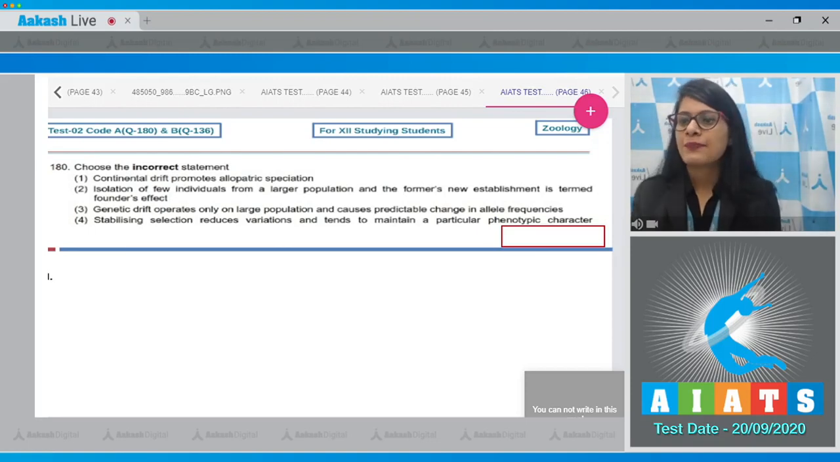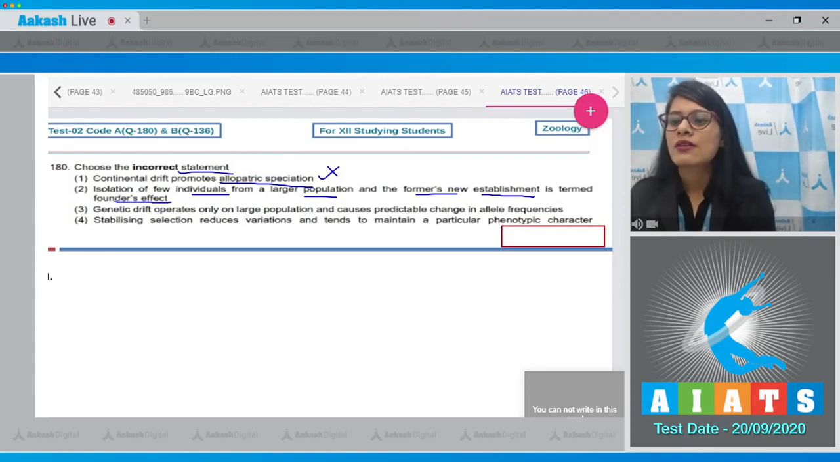Question number 180. Choose the incorrect statement. The very first statement says, continental drift promotes allopatric speciation. And as it is a correct statement, this cannot be a correct answer to our question. The next statement given is statement 2. Isolation of few individuals from a larger population and the former's new establishment is termed founder's effect. And this is also a correct statement, so cannot be a correct answer to our question.